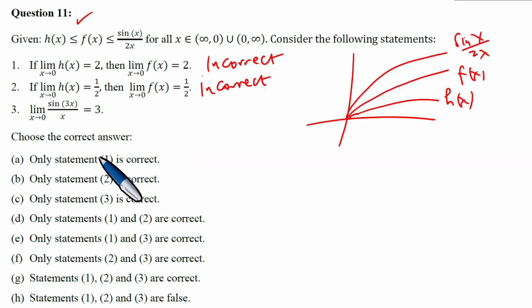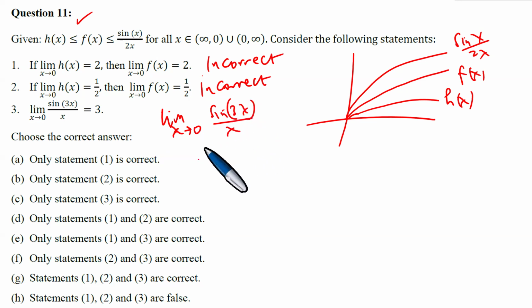It will also be actually incorrect. So in the end then, in number 3, you'd be saying this limit here. So that would then mean at this point, the limit as x tends to 0 of the sine of 3x out of x.